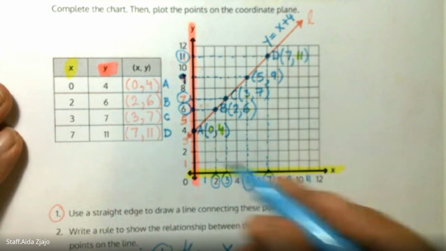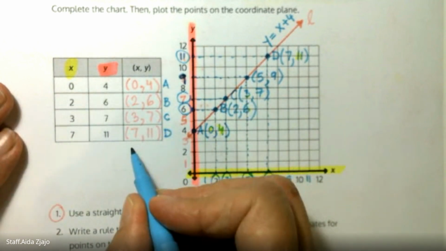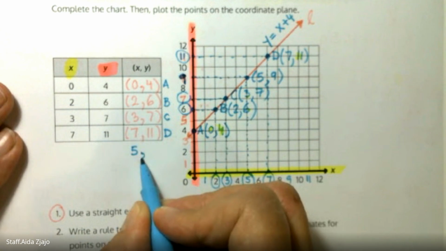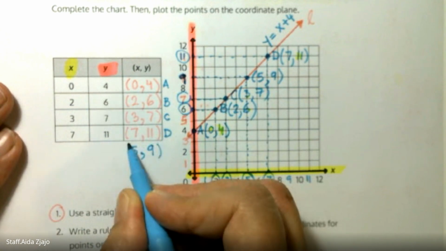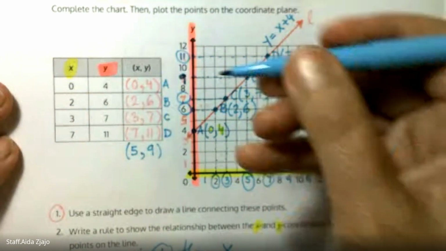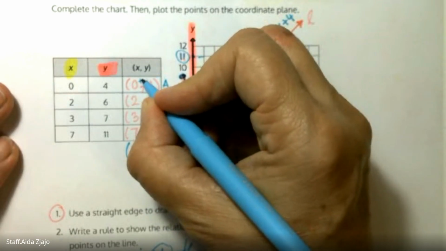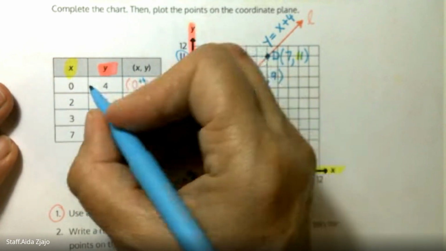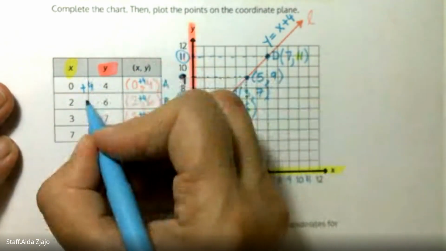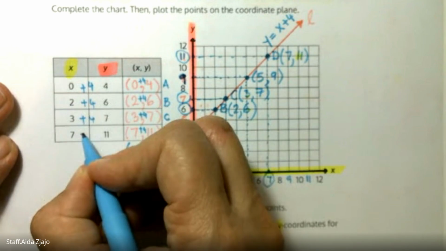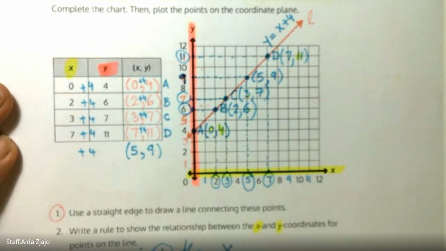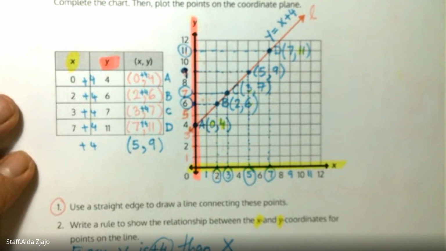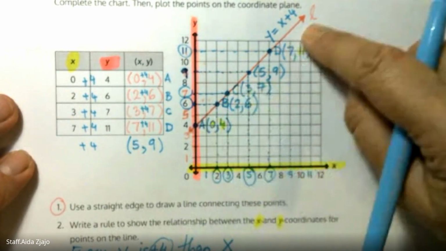Okay, because we tried that notion, we said if x is 5, then y has to be 9. So the rule is plus 4, plus 4, plus 4, plus 4. It always has to work for every point. It doesn't matter, for every point that is on this line.